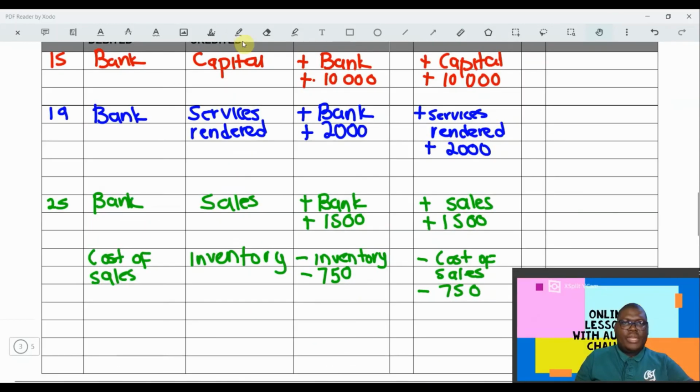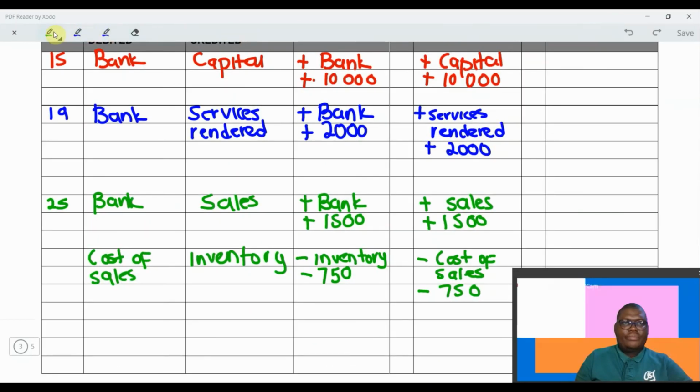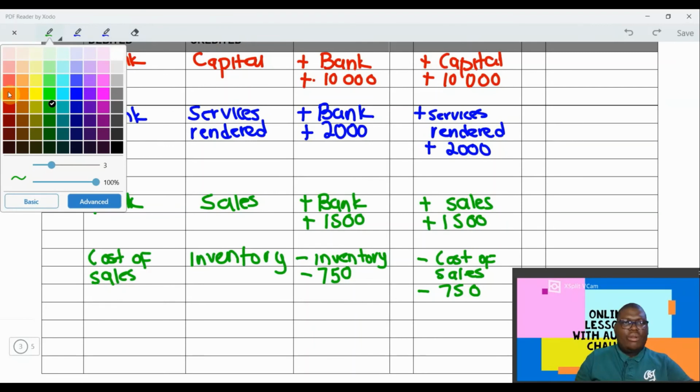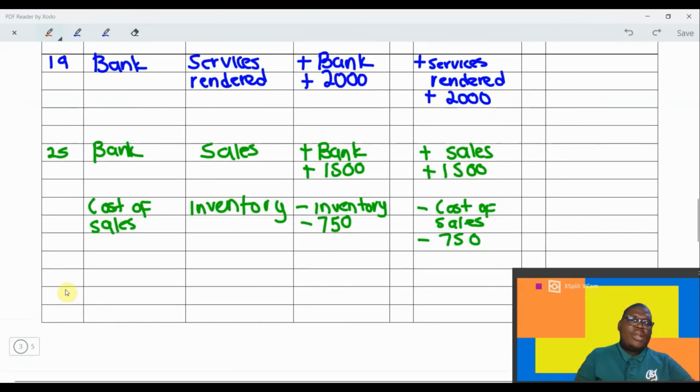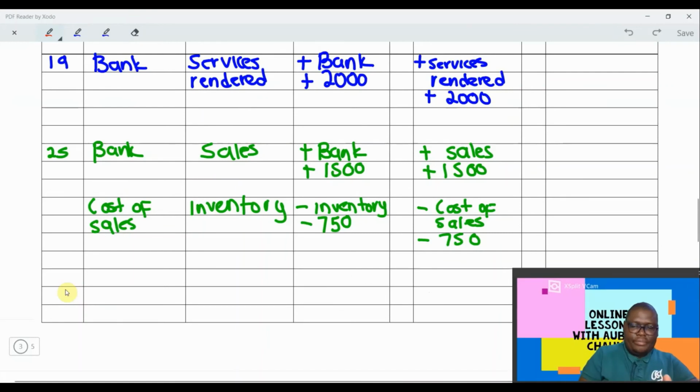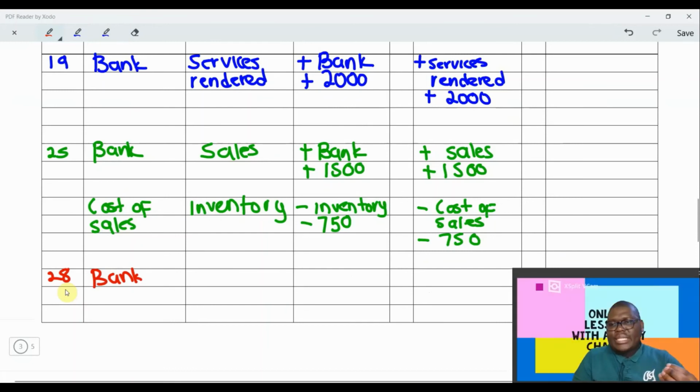In this case, we received money on the 28th. I'll go back to use red. Okay, so I'm gonna write the 28th here. So day as the 28th, and then the account that is debited is the bank. Remember, bank as your asset is increasing because the bank is giving you some cash. And then the account that is credited is loan.